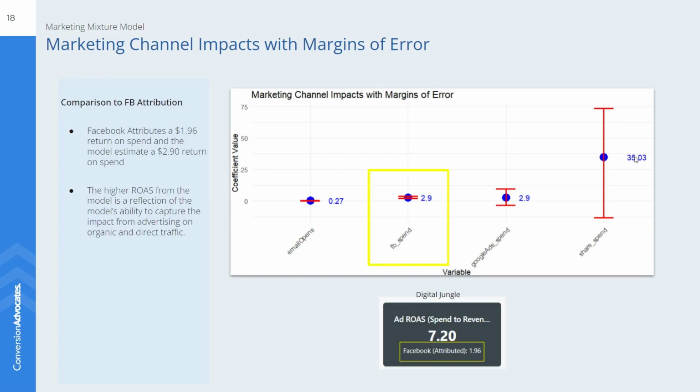So here we're comparing just some other typical ways of attributing Facebook spend, which is this platform that the client's using. Facebook attributed return on ad spend was 1.96. This would be users that clicked on the ad. The agency also likes to show the return on spend in terms of total revenue, as if all of your revenue is coming from Facebook. So it seems like they're trying to just make the point that the Facebook attributed isn't telling you everything.